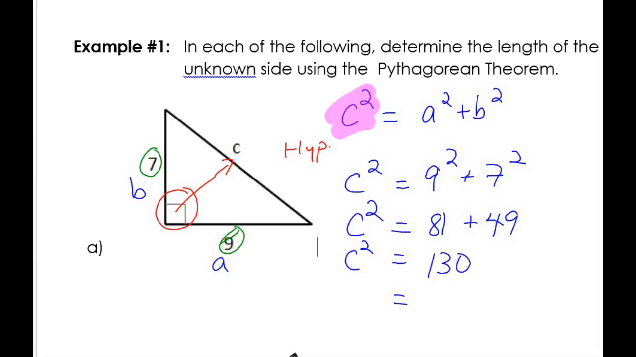Some people will often stop at this point, forgetting that you haven't actually found the length of c. This 130 really represents c squared, but not c itself. So that's important to remember. I need to find out what c is. Since c is squared, I perform the opposite operation, which is to take the square root. The square root of c squared will give me c all by itself, because the square rooting undoes the square. Whatever I do to one side, I do to the other side. And so the square root of 130 is about 11.4 units.